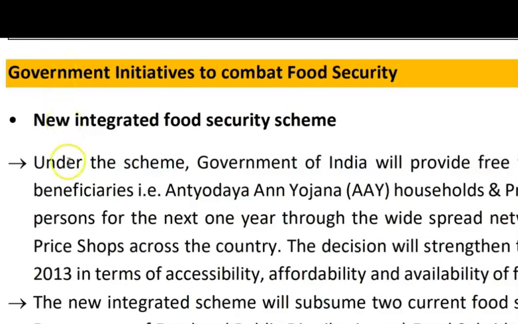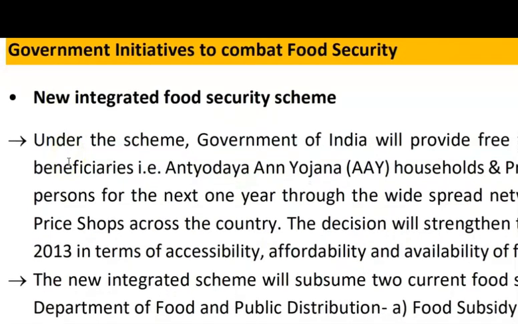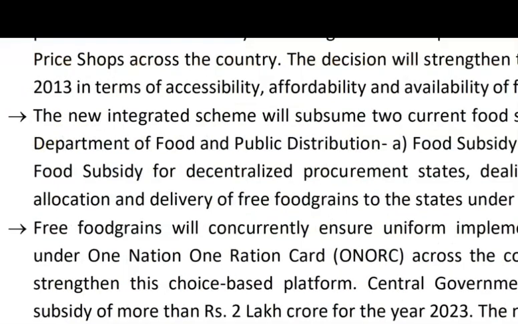First would be the New Integrated Food Security Scheme. By the name, it suggests it has been integrated: Antyodaya Anna Yojana and the Priority Household scheme. These two have been integrated so that the bandwidth of the scheme has increased. Also, it will have better accessibility, affordability, and availability. Here we have discussed the scheme in detail. You can go through the scheme in our PDS notes, which will be uploaded on our website.